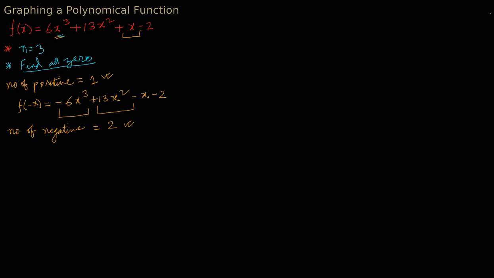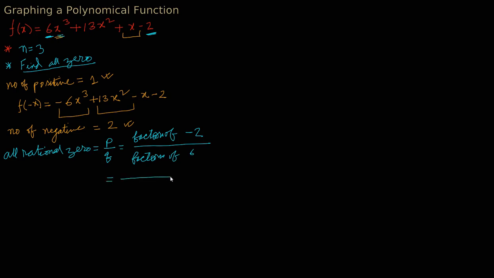Okay, so let's now find all the possible rational zeros. All rational zeros we find by p over q, where p is the factors of the constant term, which is negative 2, over q, the factors of the leading coefficient, 6. So the factors of negative 2 are plus or minus 1 and plus or minus 2, and the factors of 6 are plus or minus 1, plus or minus 2, plus or minus 3 and plus or minus 6.